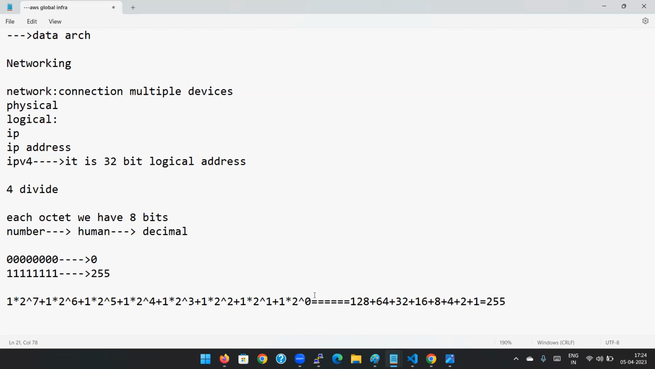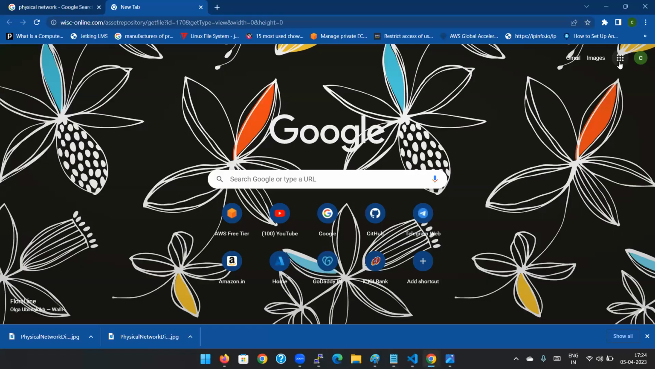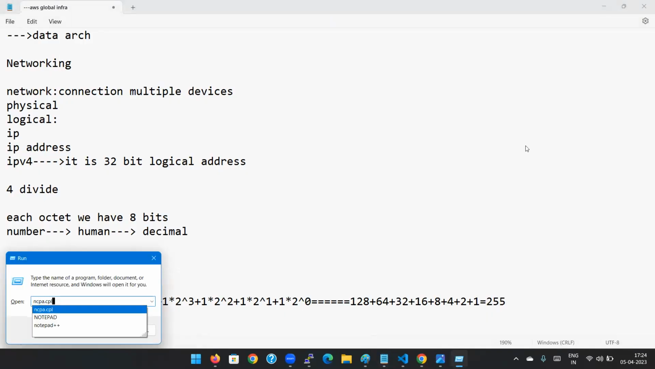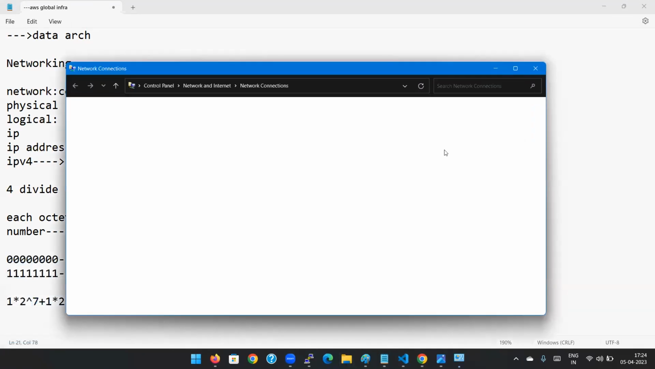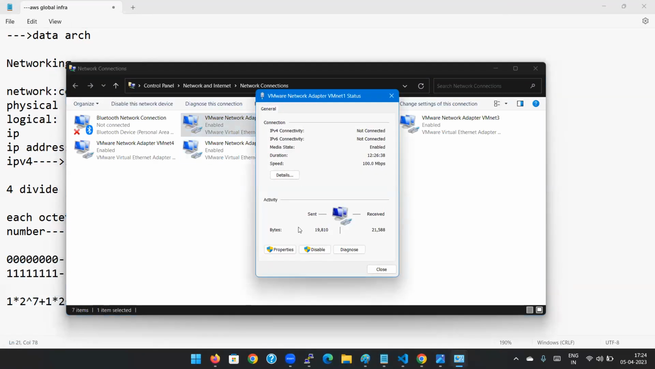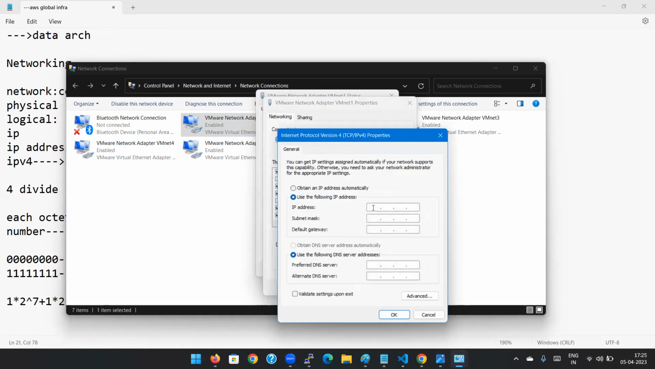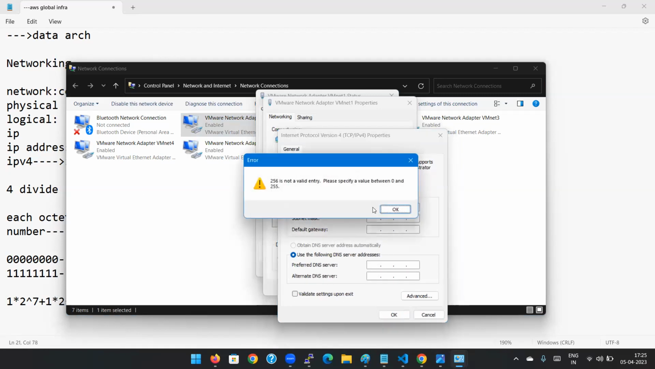Let me explain it in an easy manner. I will try to assign an IP address. I will go to my computer adapter and try to assign the IP address 192. It will accept it. But if I go with 256, it says 256 is not a valid entry.